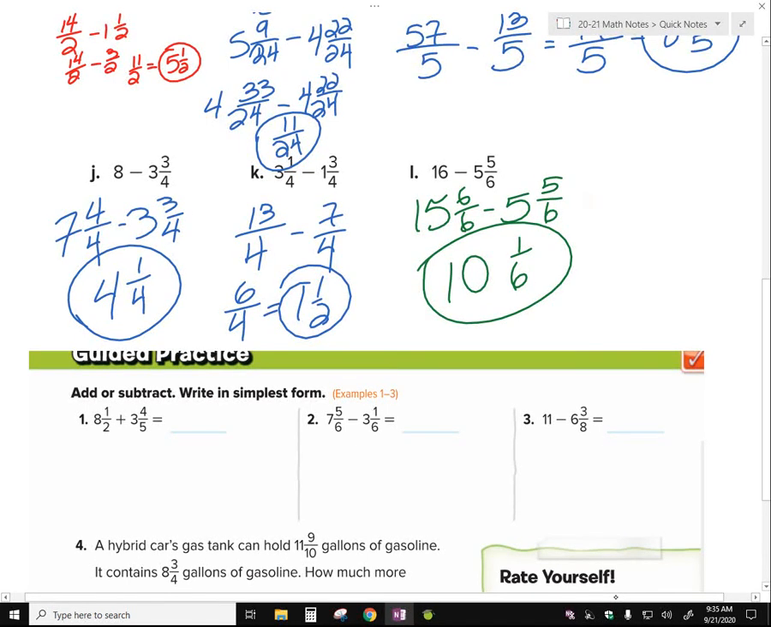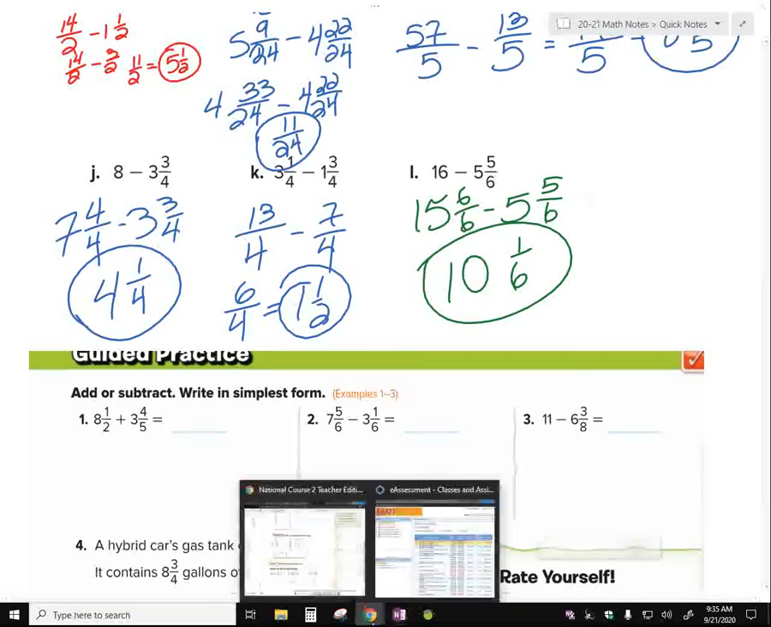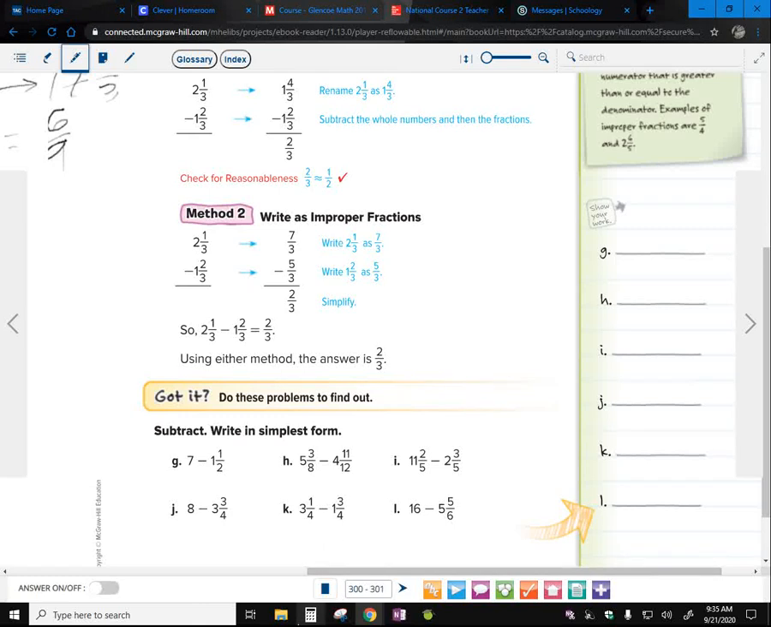Yes, sir? You like that method more? Yeah, what we did here for I, that makes most sense for me too. Yep. Yeah, it is a little bit more work to show, but if you prefer it, go for it.